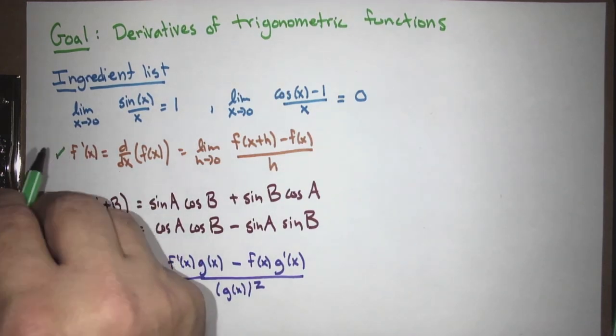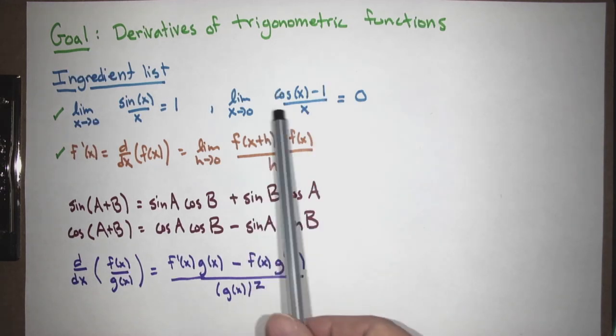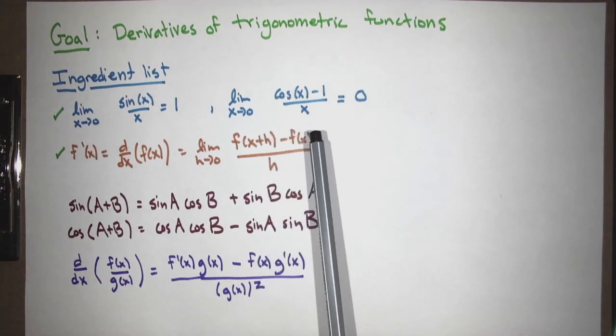Sine x over x, classic limit. We talked about how we use the squeeze to get that one. Now this other one, cosine x minus 1 over x, we didn't quite do that one, so let's go ahead and do that one because it's part of our ingredient list. Now, there are sort of two options: one is we could try to figure out something starting from scratch, or two is, let's use what we know. I prefer, let's use what we know.